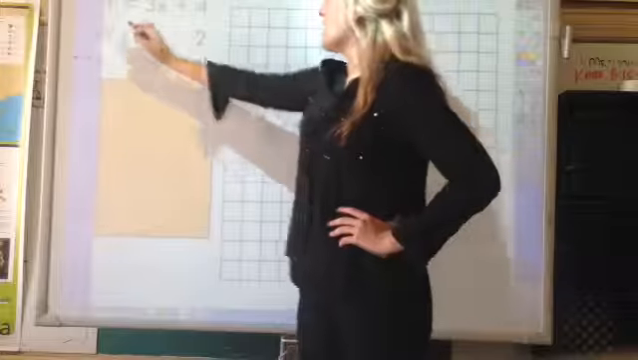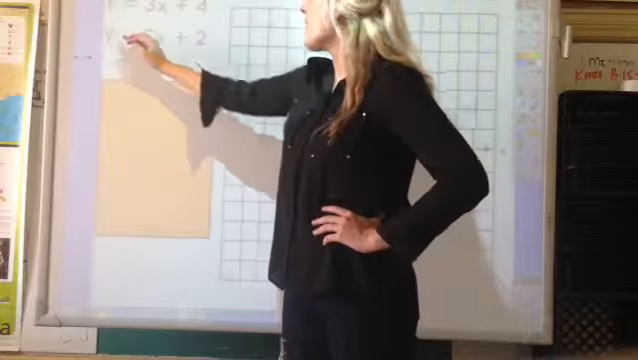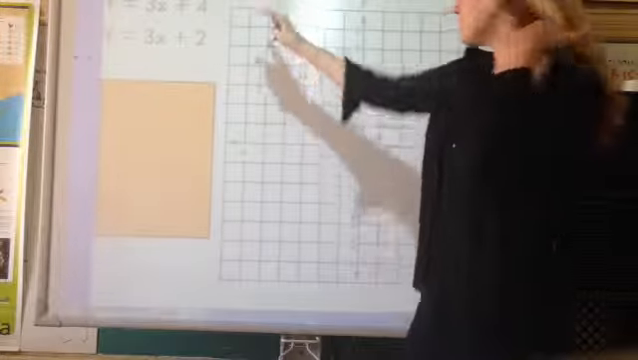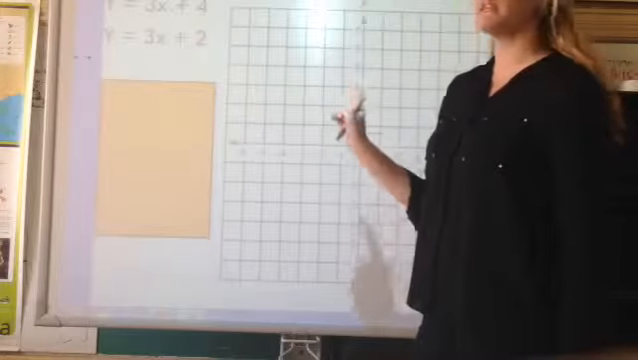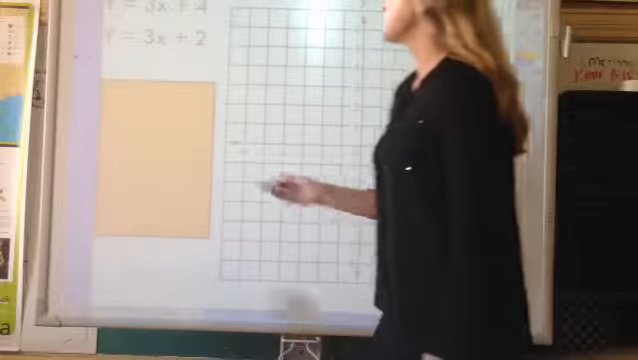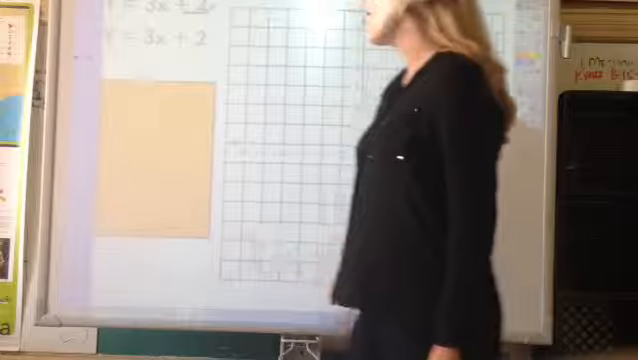All right, I have y equals 3x plus 4 and y equals 3x plus 2. These are both in proper slope-intercept form, so I don't need to do anything. All I have to do is graph them. So let's start with our first equation. Y equals 3x plus 4.